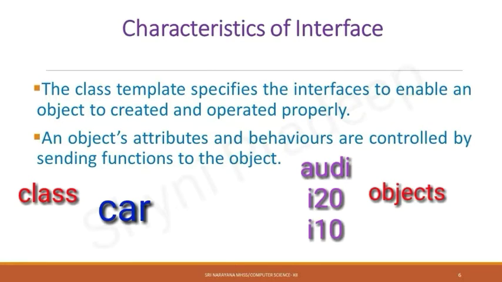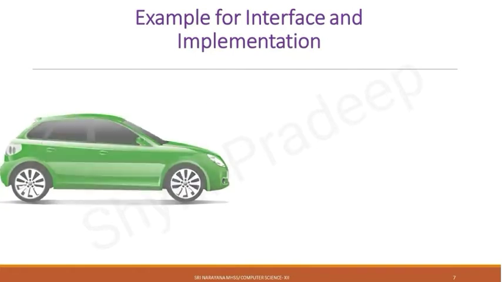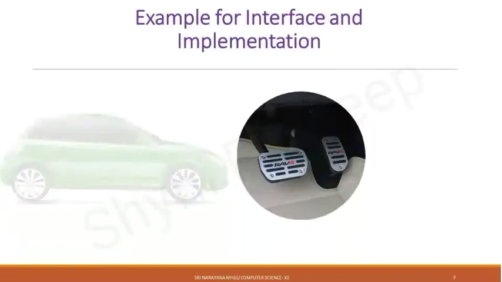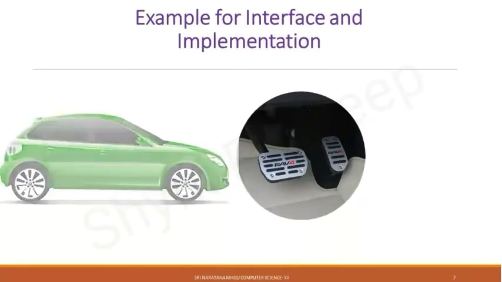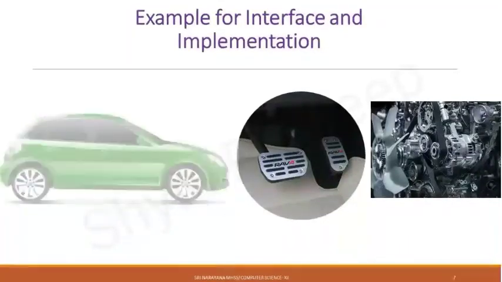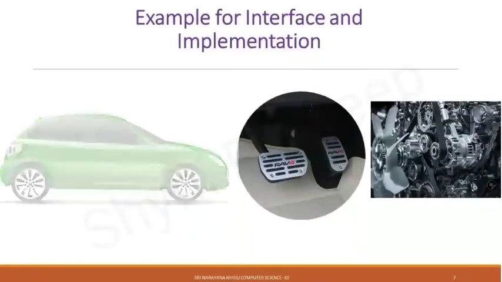Now let us see a real life example for interface and implementation. Suppose you are driving a car. If you want to increase the speed of your car, then what will you do? You just press the accelerator. But you do not know how that accelerator is working inside that car. Truly, the engine of the car is doing all the things, but you don't care about that. If you want to increase the speed of the car, you just press the accelerator. You don't know about the internal working of the car.